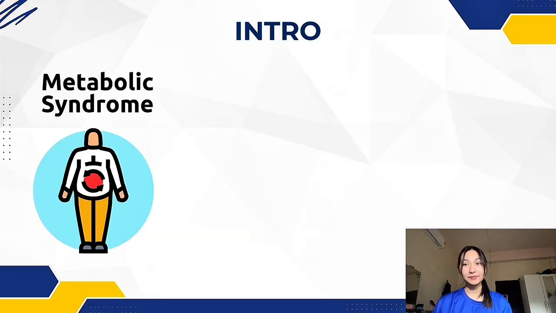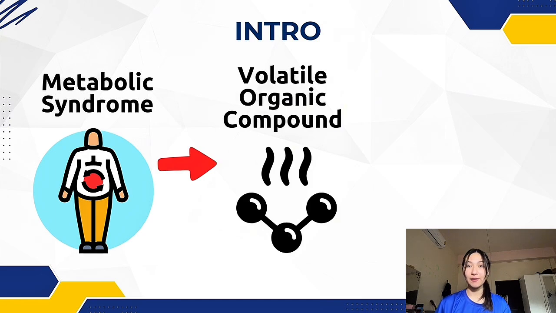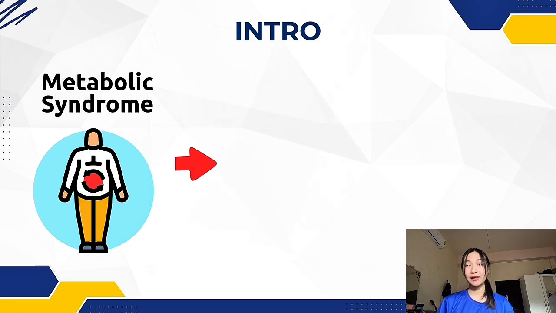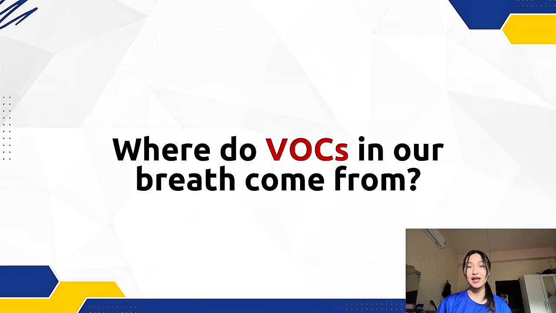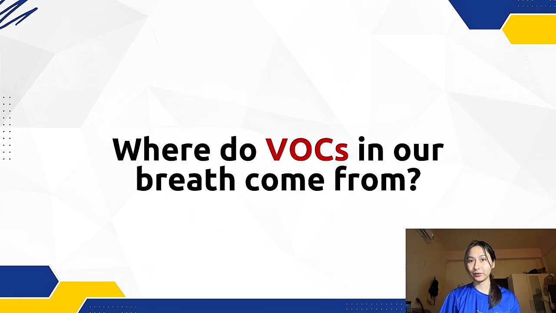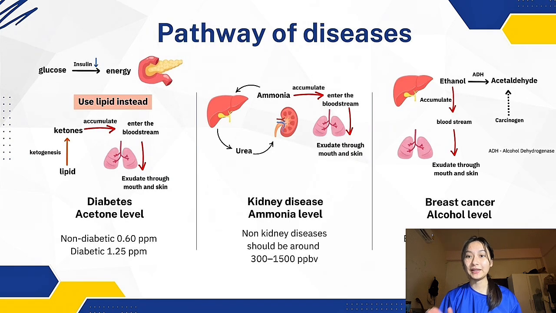Metabolic syndrome affects metabolic processes and leads to the release of specific volatile organic compounds, or VOCs, in the breath. These VOCs can serve as indicators of physiological changes. Our objective was to develop an eNose system capable of detecting such VOCs in dog breath. But where do the VOCs in our breath come from, and how do they link to our health? To understand this, we need to explain the pathway.